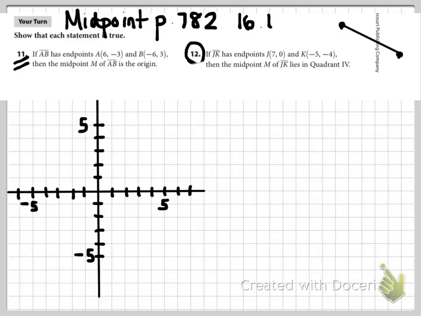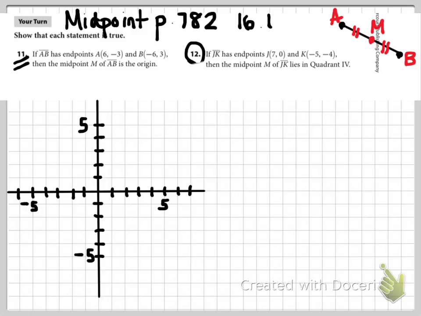So that, let me write, this distance from, let's call it A, to the midpoint M is the same as this distance from M to B.